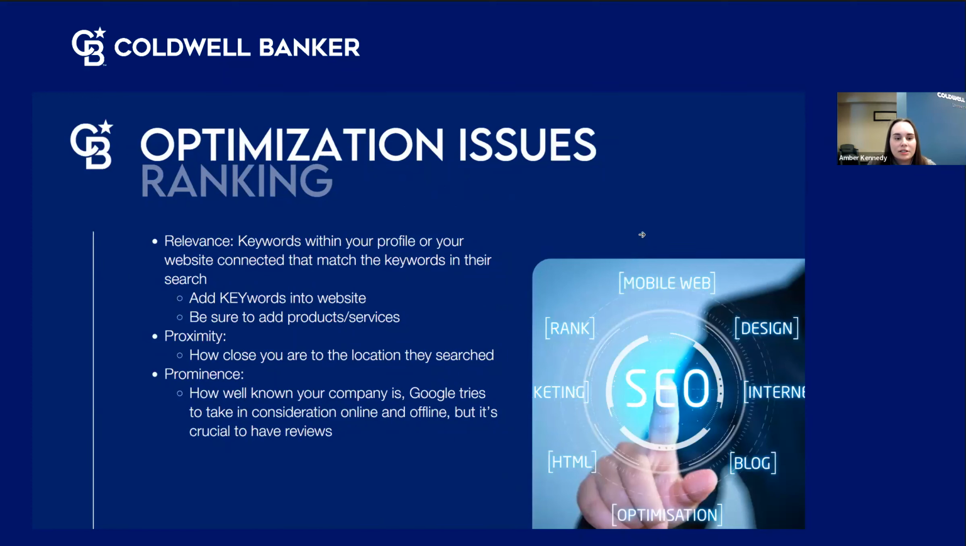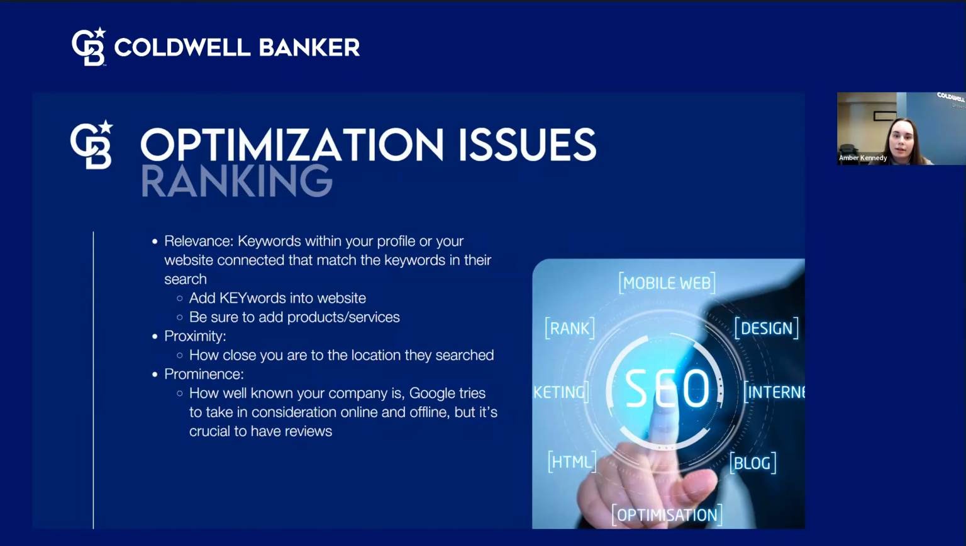Okay, so optimization issues. People, even if they have a ton of reviews but no posts, or they have posts and reviews but no location. Google looks at 3 main things to give you the best ranking: relevance, proximity, and prominence. Relevance is the keywords within your profile. They can also be embedded in your website that connect to what the person is searching. So the keywords are huge.